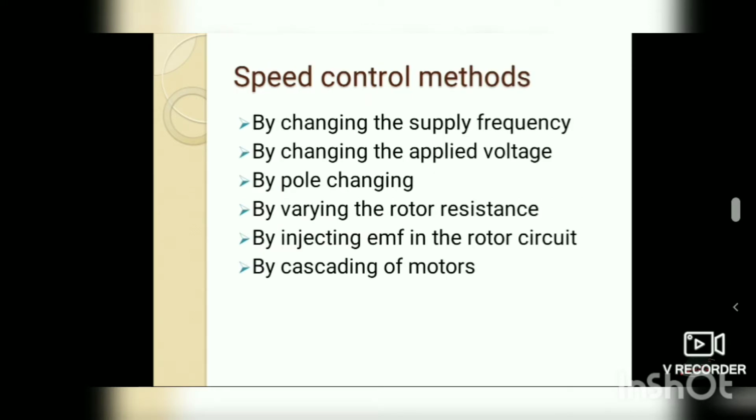There are many types of speed control methods. They are: changing the supply frequency, changing the applied voltage, pole changing, varying the rotor resistance, injecting an EMF in the circuit, and cascading of motors.